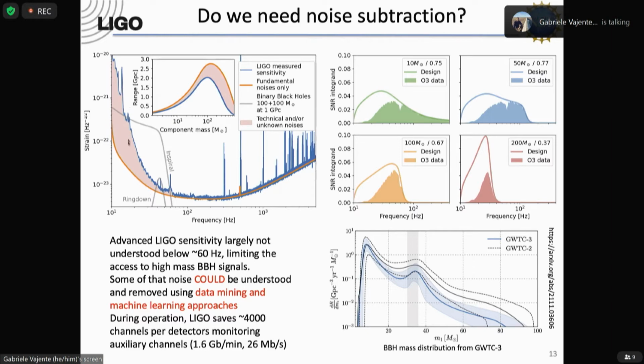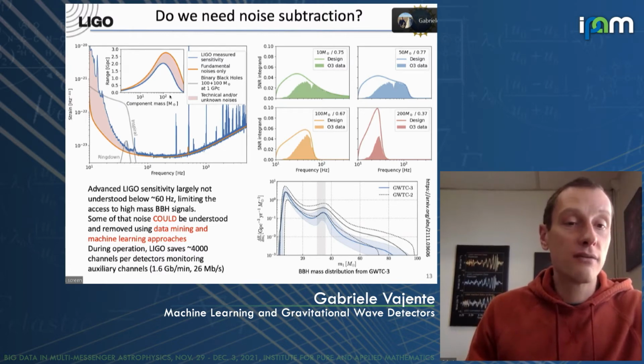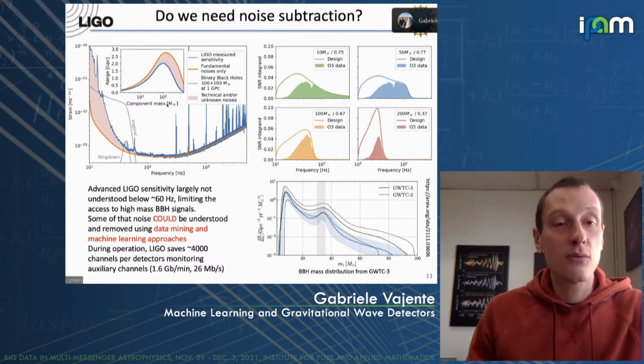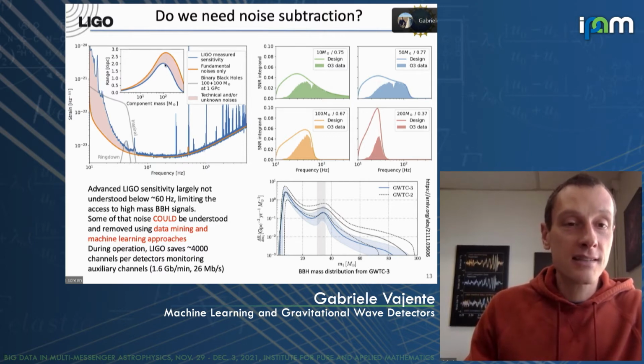So a part of this, as Jenny mentioned yesterday, is understood as control noise. Some part of this is not really understood and we don't know exactly what it is. The small inset here shows you how much we are losing in terms of range as a function of the mass of the binary system that we are trying to detect. So you can see that for a system with a component mass around 100 solar masses, we are losing a significant fraction of the range.